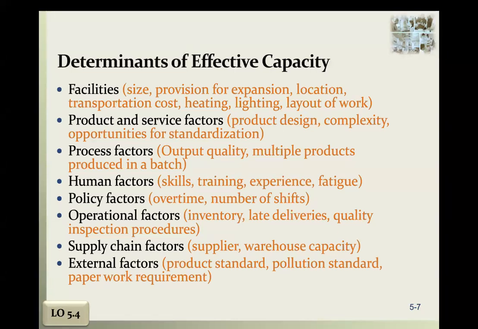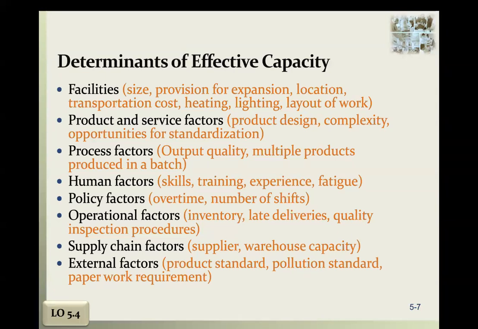And then there are external factors like product standard, pollution standard and paperwork requirement. So for instance, if a country is very strict on pollution, about emission, greenhouse gas emissions and wastewater emission, that is the case of the United States. The United States has very strict standards regarding pollution. Which means you cannot release your water discharge from a factory into a river or into the ocean, and you have to recycle that water.